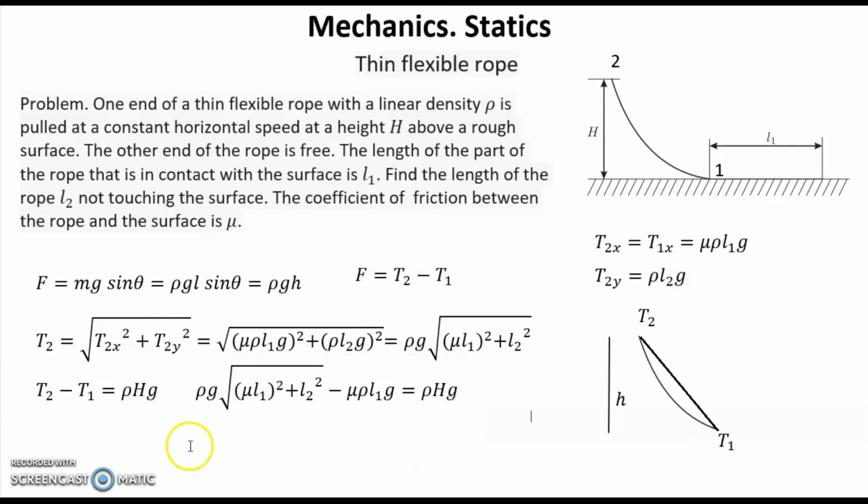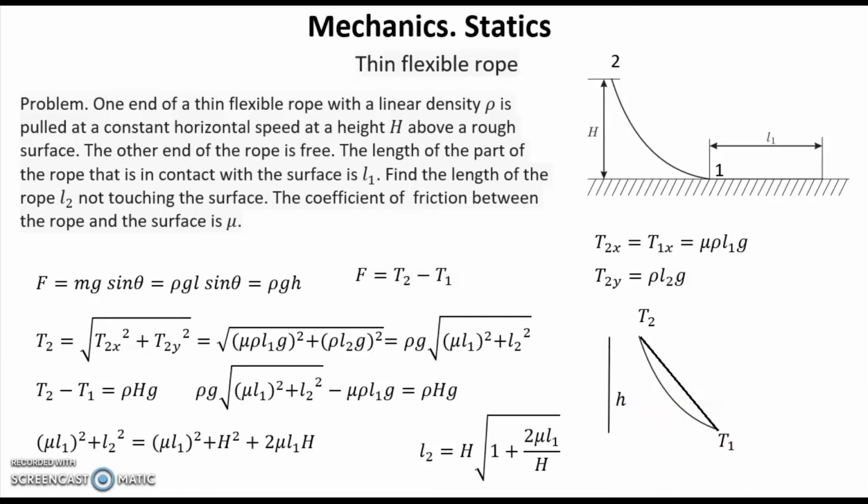We can cancel rho g everywhere, move this part to the right, and square both parts. So we have this equation. Here this mu L1 square cancelled, and finally we have that L2 equal this expression. So this is the solution for our problem.